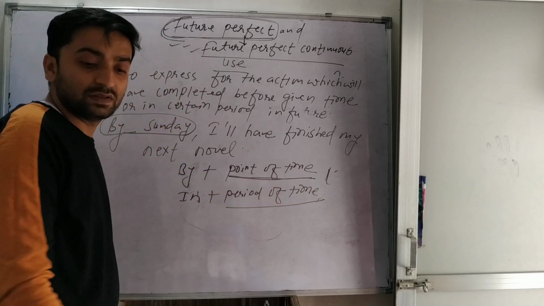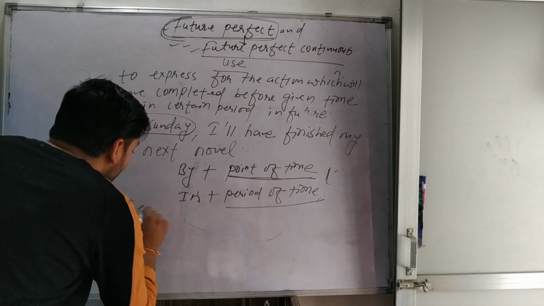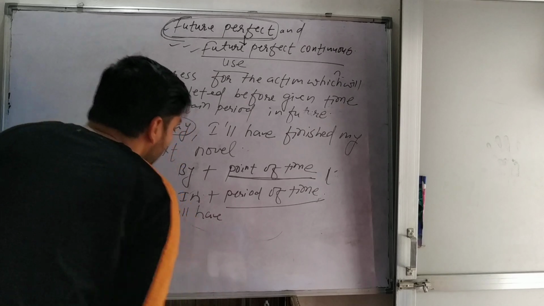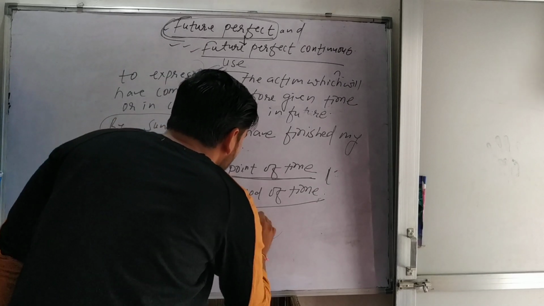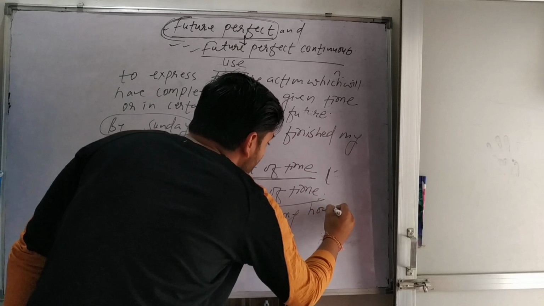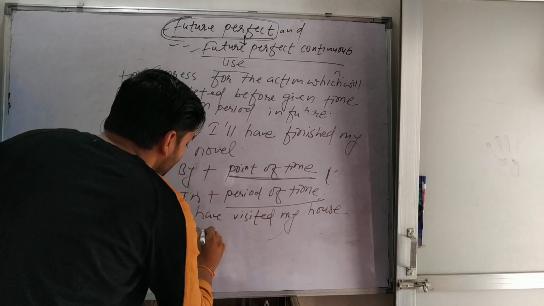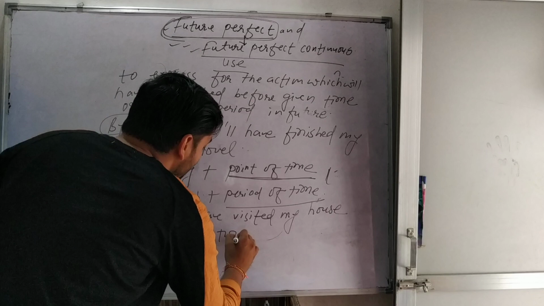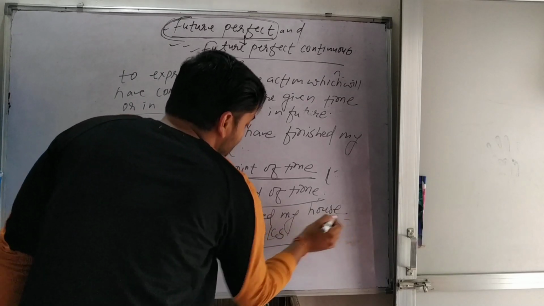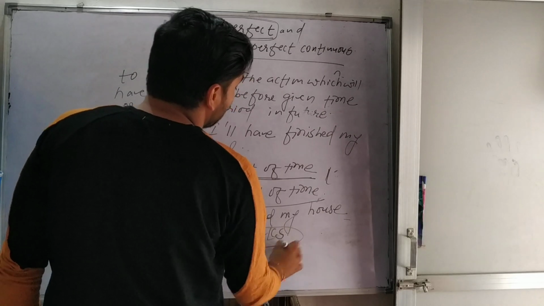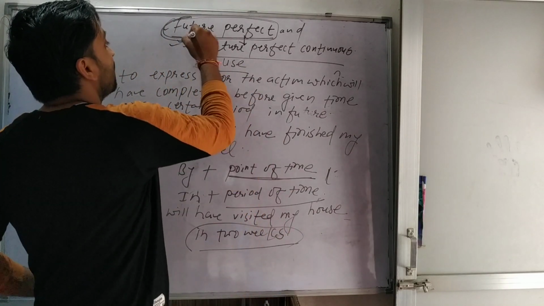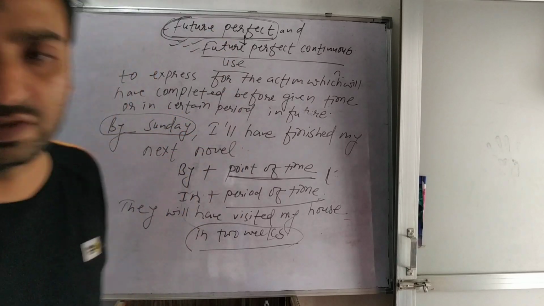For example, you can see they will have visited my house. They will have visited in 2 weeks. Okay, so in 2 weeks is actually the given time. So before the given time, if the action will have finished in future, future perfect tense is used there.